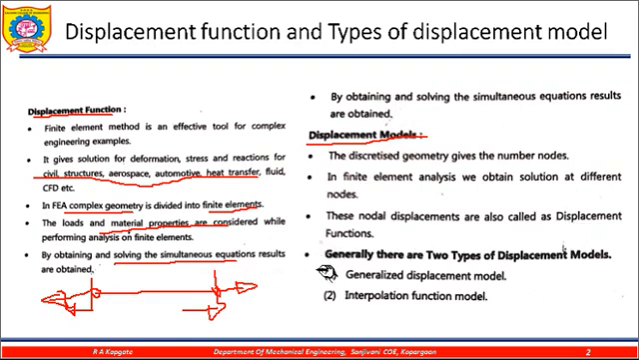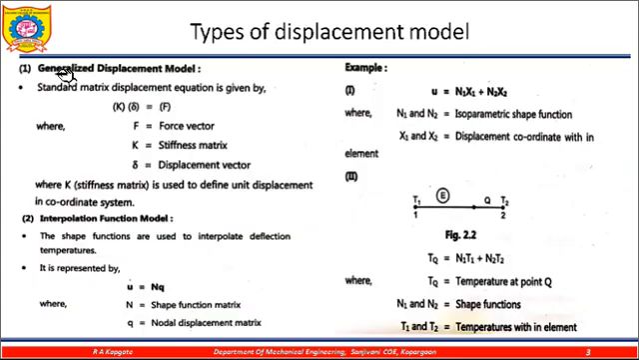These displacement functions are calculated by two types of models. One is called the generalized displacement model and the second one is the interpolation function model. We could say the displacement is calculated directly with the help of the generalized displacement model and the interpolation model. Now, the generalized displacement model.